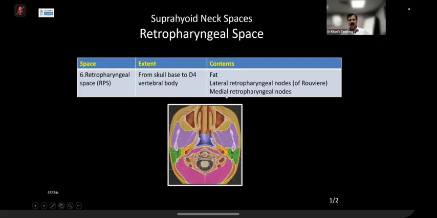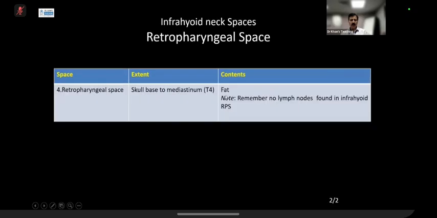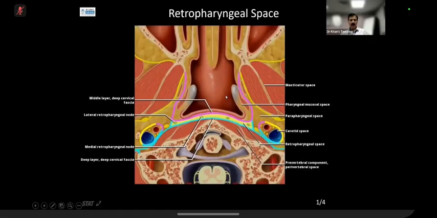Retropharyngeal space is an exam case. It will come in your exam so often. Retropharyngeal abscess and things like that. So, the key point to remember is that usually the abscess is because of lymphadenitis, and it is superior to the level of the hyoid bone. Inferior to that, there is no lymph node.